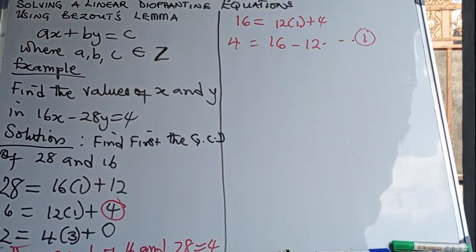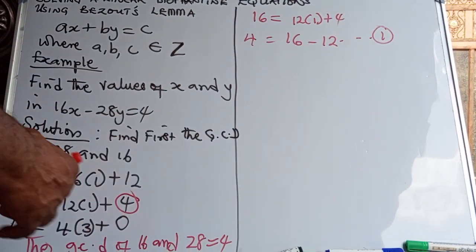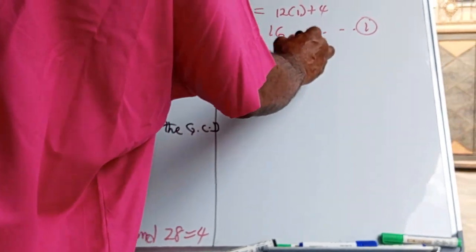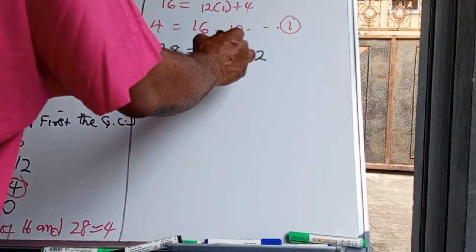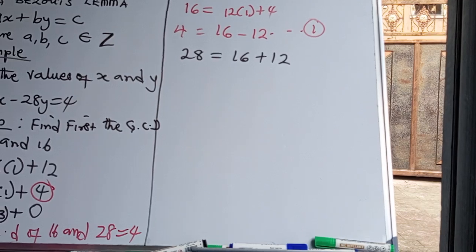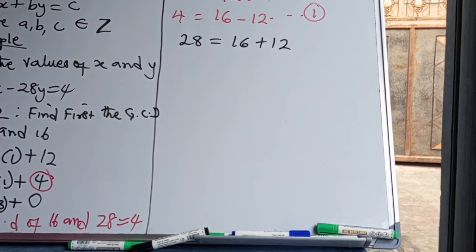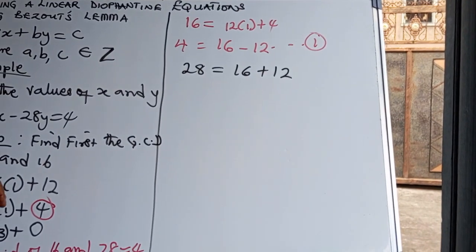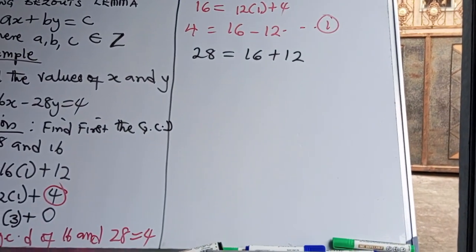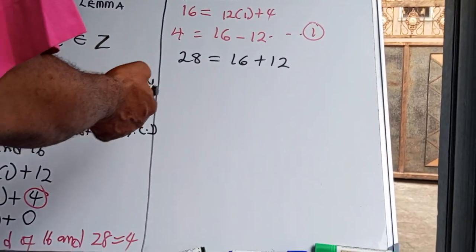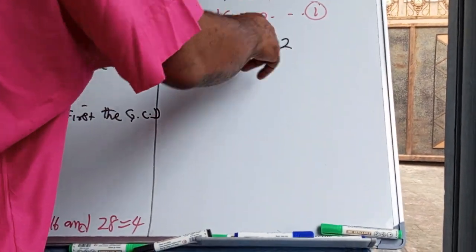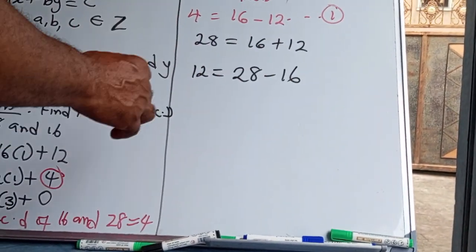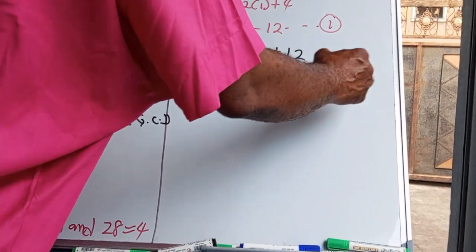Now, let's go to the next equation. In this case, we have that 28 is equal to 16 plus 12. I am omitting the 1 because that 1 tells you that the coefficient of 16 is 1. So let's leave it at that point for now. So that automatically means that 12 is equal to 28 minus 16. So let this be equation 2.